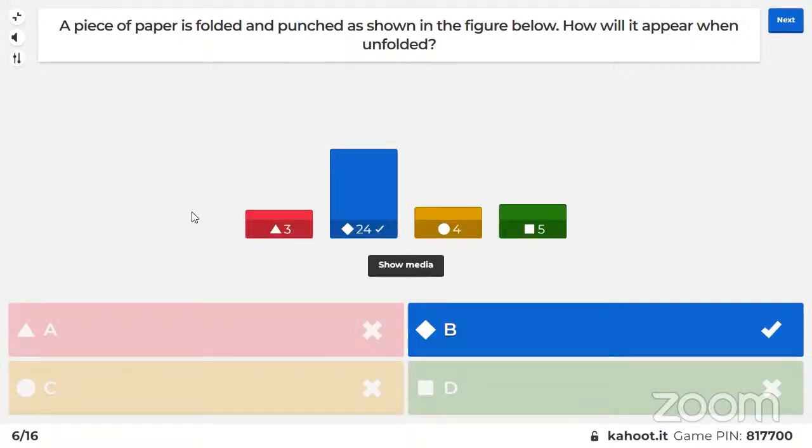A piece of paper is folded and punched as shown in the figure below. How will it appear when unfolded? B is the correct answer figure.